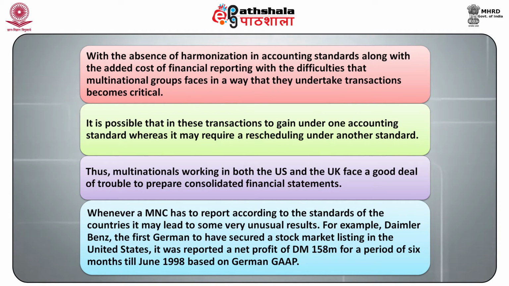consolidated financial statements. Whenever an MNC has to report according to the standards of different countries, it may lead to some very unusual results. For example, Daimler Benz, the first German company to have secured a stock market listing in the United States, reported a net profit of DM 158 million for a period of 6 months till June 1998 based on German GAAP.